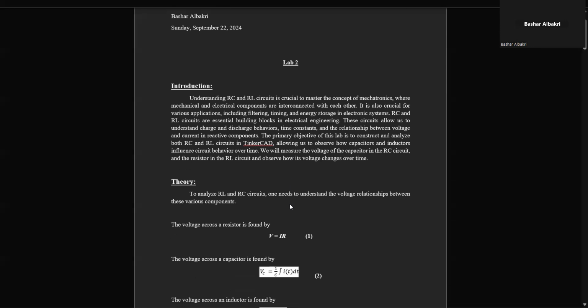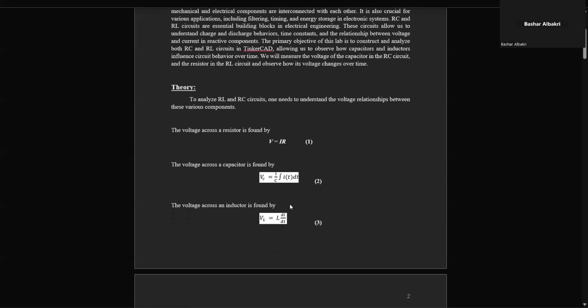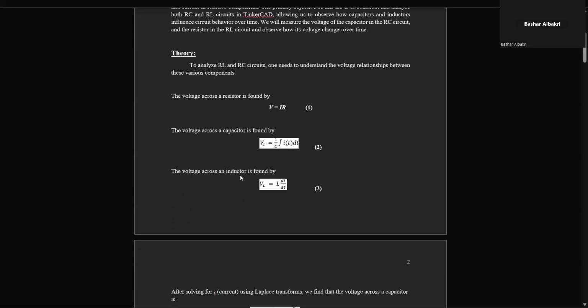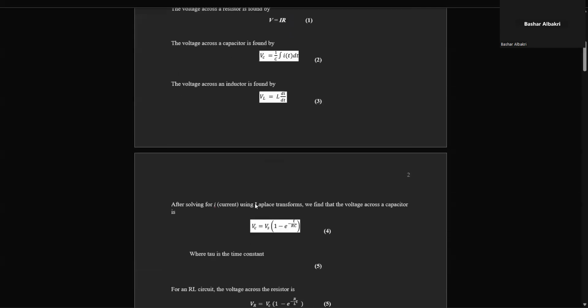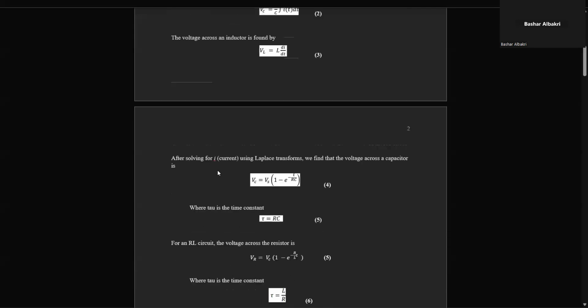reactive components. The theory of the formulas that are embedded in this lab comes in the voltage across a resistor by using V equals IR. The voltage across the capacitor is found by the integral of the current times 1 over the capacitance. And the voltage across an inductor is found by the inductance times the derivative of the current function. When we solve these, we use Laplace transforms to make it easier to find the voltage of the capacitor with respect to the voltage source.